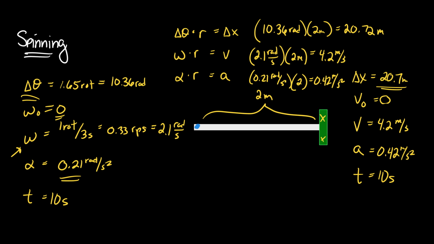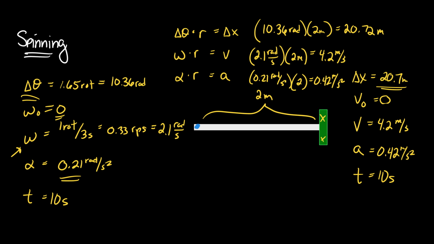Now, did the kid actually travel 20 meters away from where they were? No, they were traveling in a circle. The total distance traveled in 10 seconds was 20.7 meters, but they are probably right back where they started, or somewhere around that circle. They didn't go anywhere. They're not traveling in a straight line either. They're traveling in a circular path.